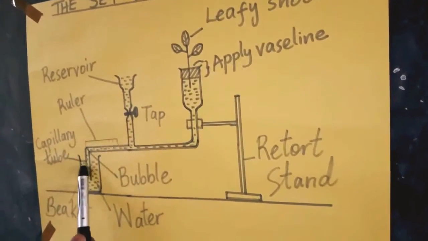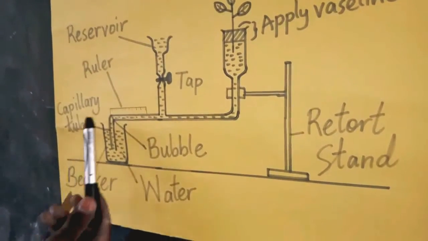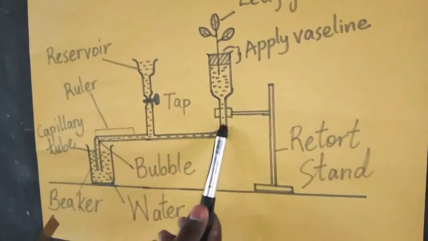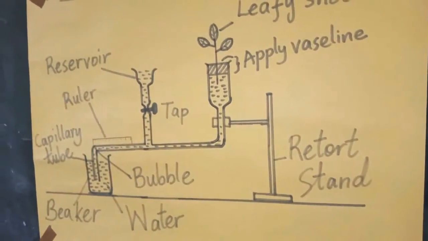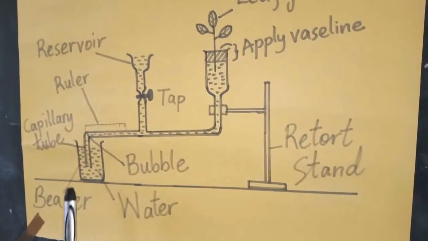This capillary tube is immersed into a container, a beaker comprising water. This is to ensure that as much as the leaf is sucking some water and it is lost into the atmosphere, the water does not get finished up in the beaker.